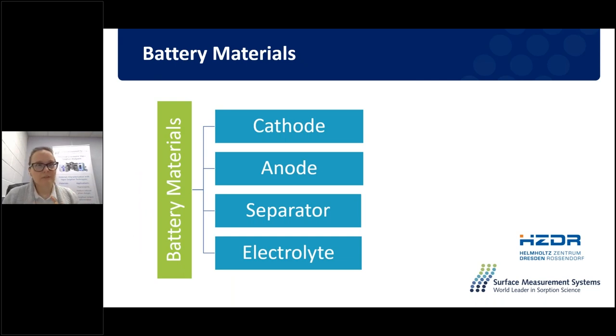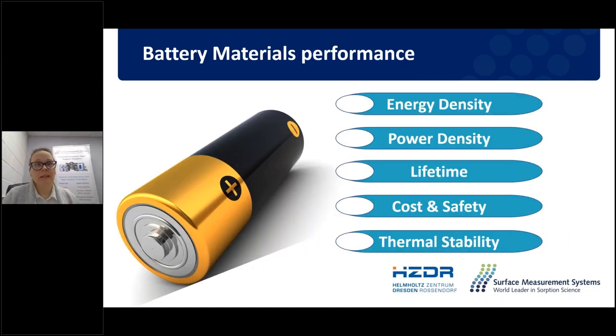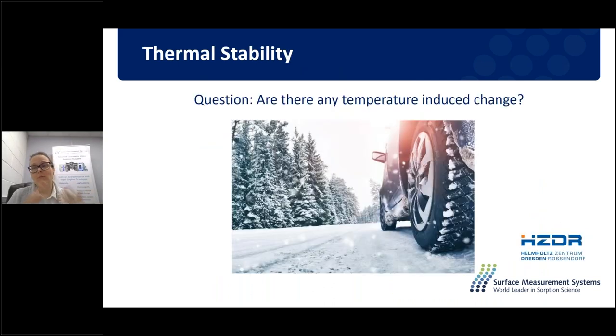Just to summarize again the different components of battery materials: there's cathode, anode, separator, and electrolyte. And the battery performance depends on the energy density, power density, and thermal stability also, which is quite important. Everyone knows that in winter the electric car's range is much shorter than during summer. So the temperature really has an effect on the performance of batteries.